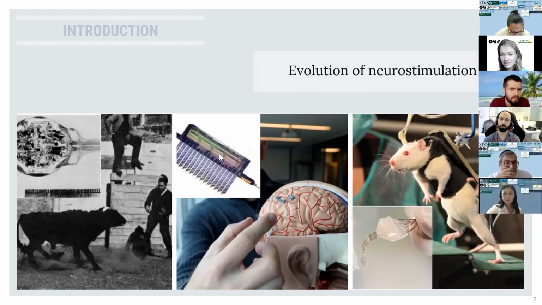Over the years, the electrodes evolved. They became more sophisticated, smaller, higher density. And now researchers are also looking at creating soft electronics and making them with at least two functions, for example, stimulation and recording. So why soft?